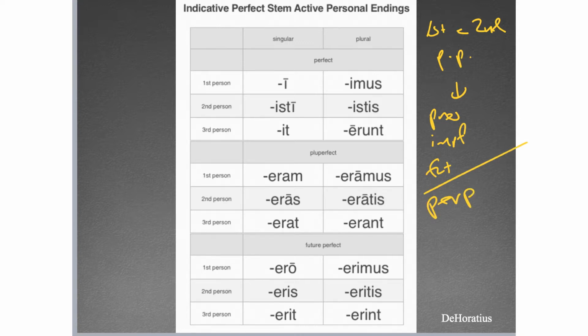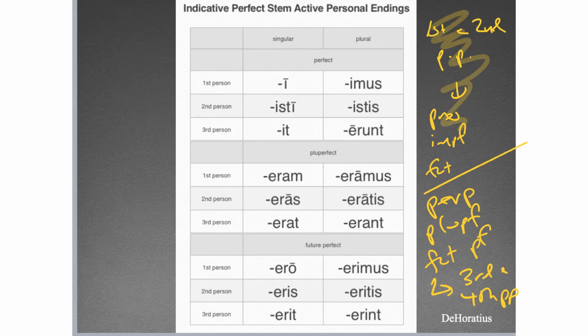Perfect, pluperfect, and future perfect come from the third and fourth principal parts. The good news is every single verb will form itself the exact same way in these three tenses. And remember, we've already done these tenses here, so we're going to shade those out as having already been done. We're focusing on the perfect, the pluperfect, and the future perfect now.